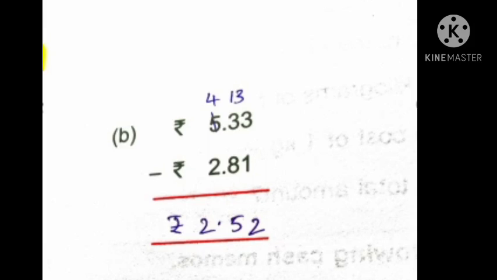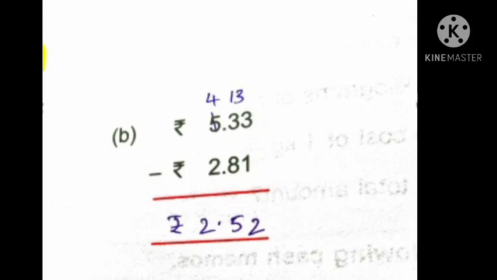B sum. Find the difference. Rupees 5.33 minus rupees 2.81. We separate amounts of money in the same way as we do with numbers. Is it clear children? Let us do the subtraction.